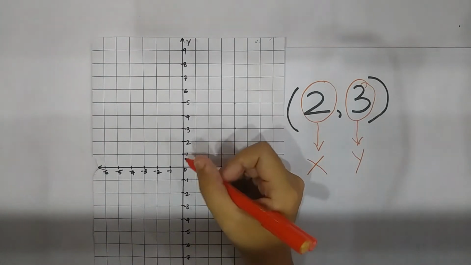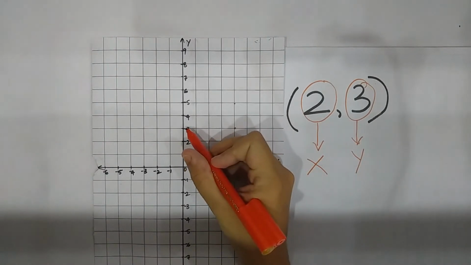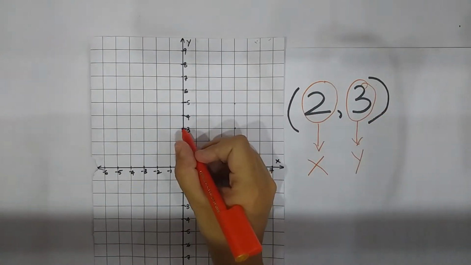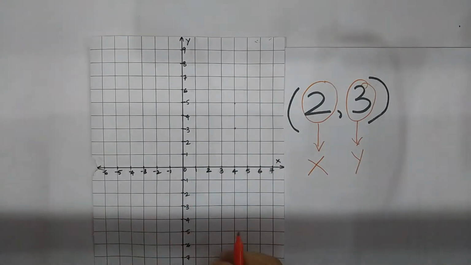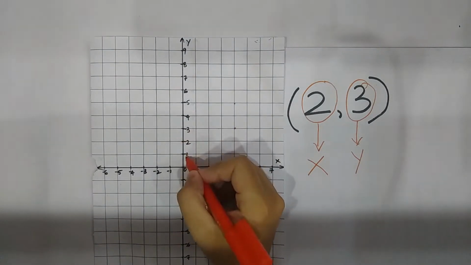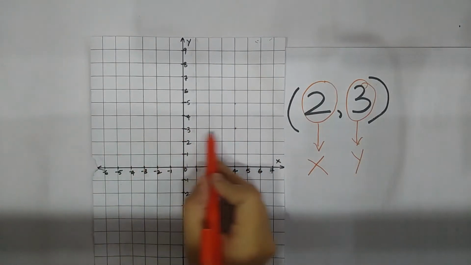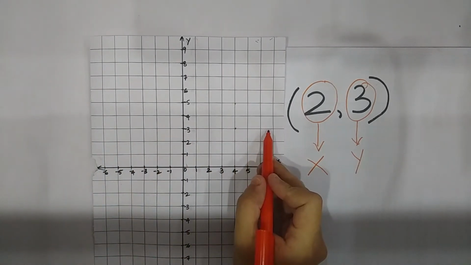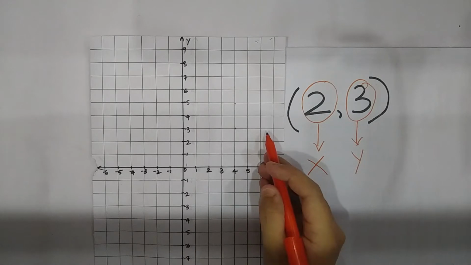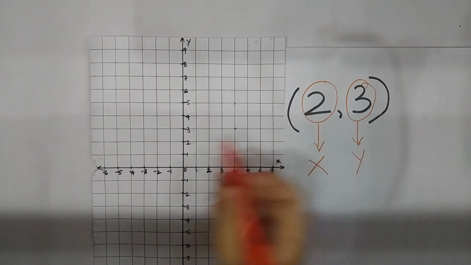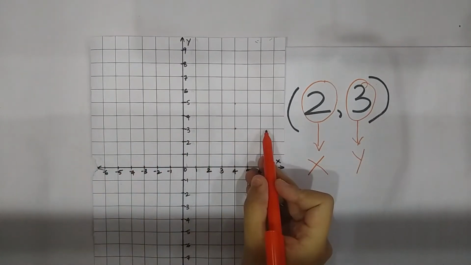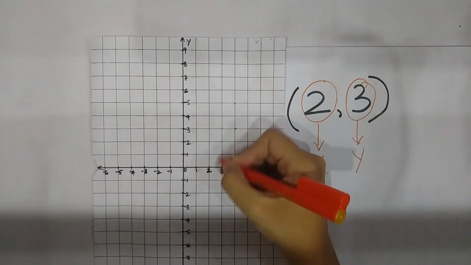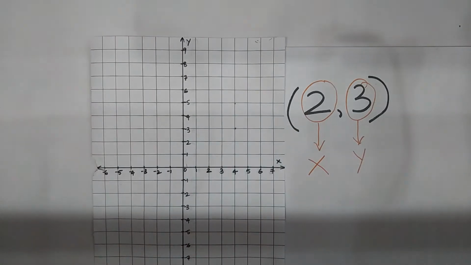So for 3, we'll have to go 3 spaces upwards, because it is a positive number, right? So we'll have to go 3 spaces upwards towards the y-axis. Now that we go 3 spaces upwards, you know that 3 is this whole horizontal line. So the conclusion that we can make from this is that the y coordinate, which is 3 in this case, is nothing but the distance from the x-axis.